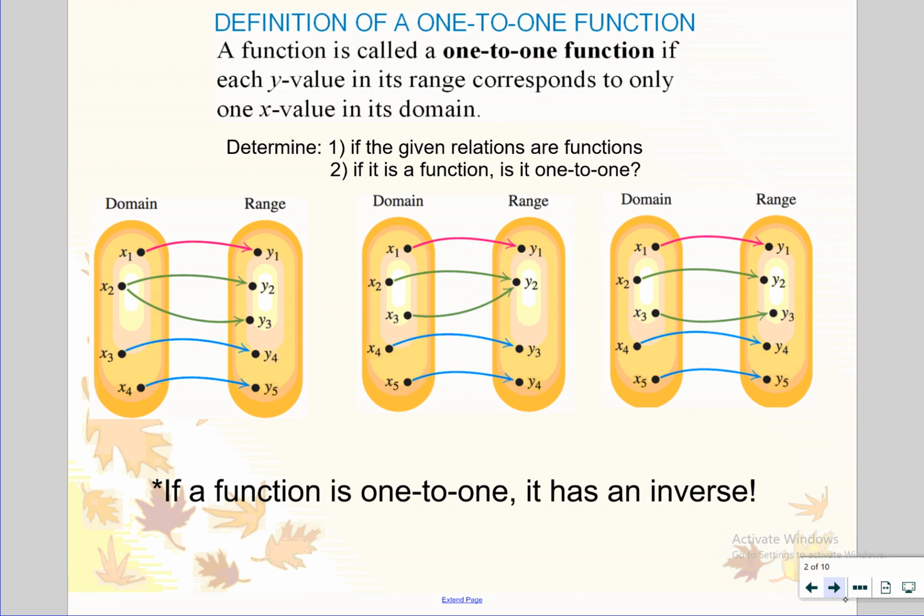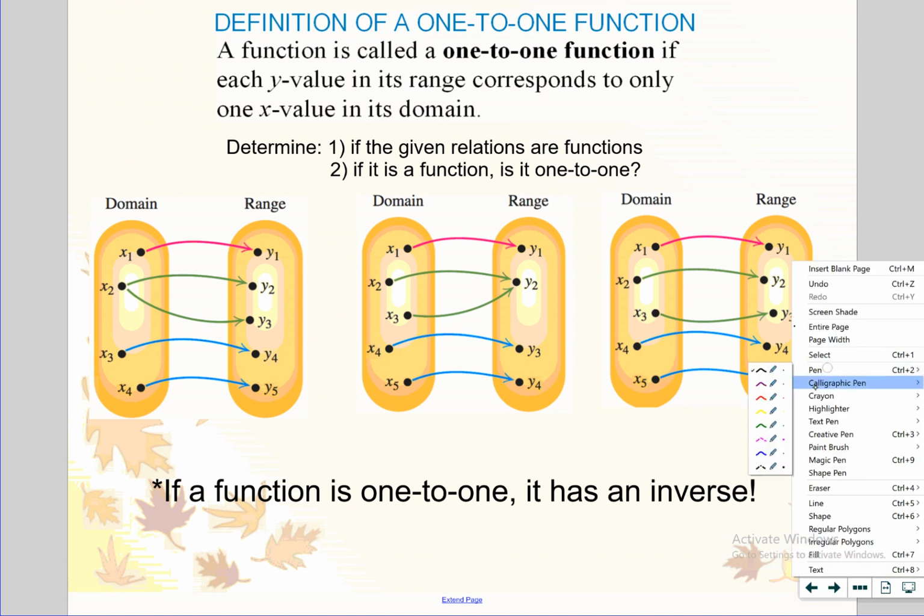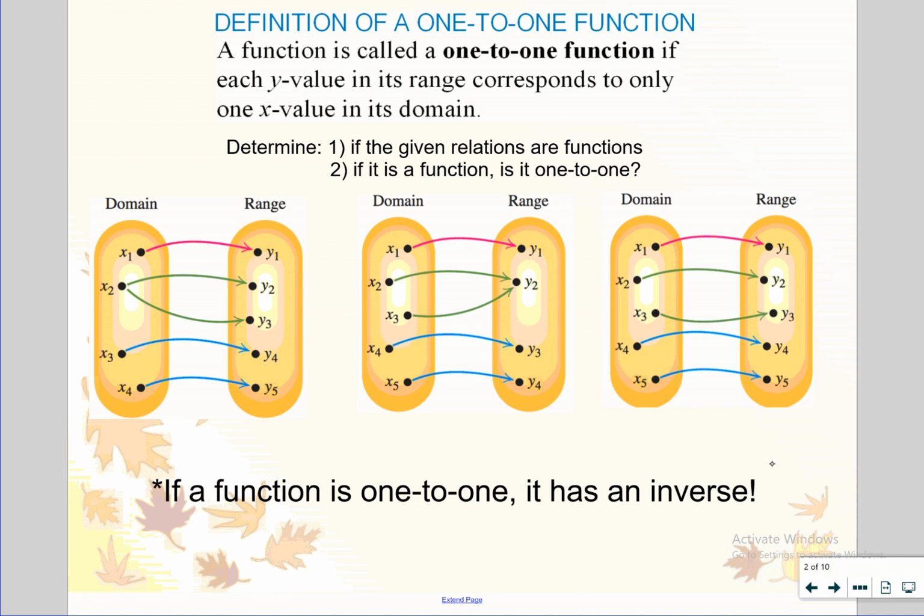Okay, so for the first one, does each x have one y in that diagram on the left? Yes or no? Yes? You sure? No? Where is it a no? Yeah, x2 makes it not a function. So because it's not a function, it is obviously not a one-to-one function either. So that's really the only question we have to ask ourselves.